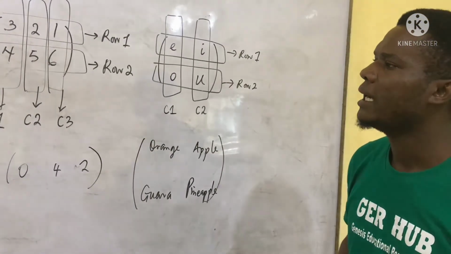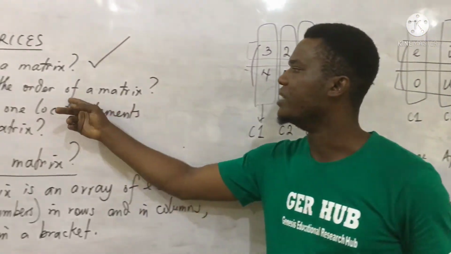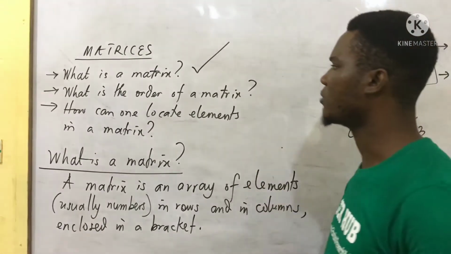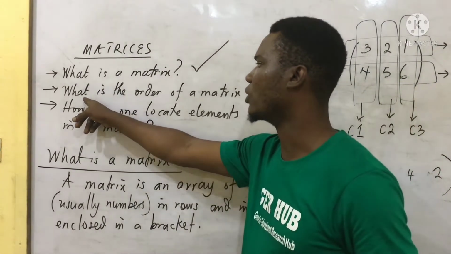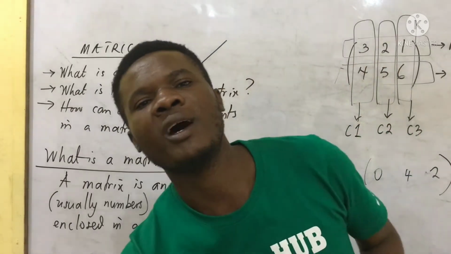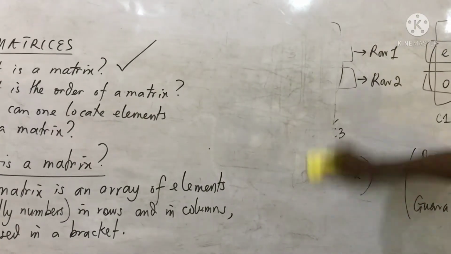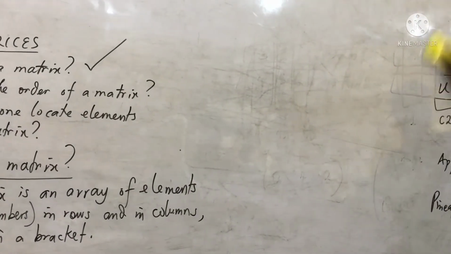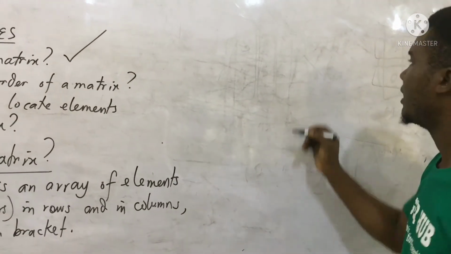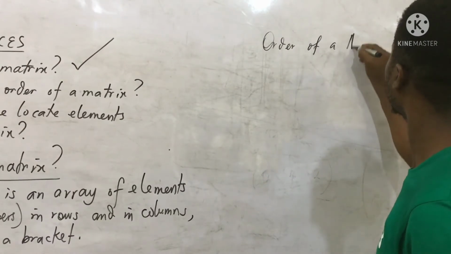Okay? So let's quickly move to the next objective of this topic. And what is the next objective? We want to answer the question, what is the order of a matrix? So quickly, I'm going to clean this off. What is the order of a matrix? So let's see what the order of a matrix is quickly. Now, I'm going to write here order of a matrix.